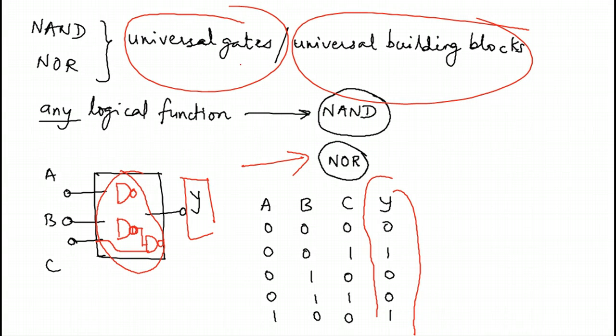And that's actually the reason why these two types of gates, NAND and NOR, have become very popular and are widely used in electronic digital circuits. And on this note, we complete our discussion of logic gates.